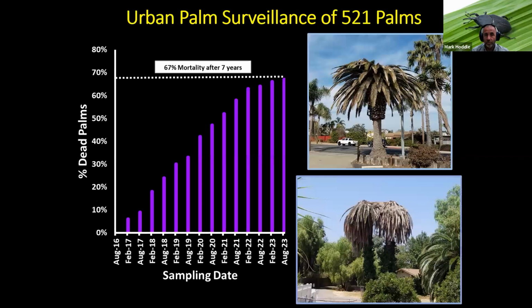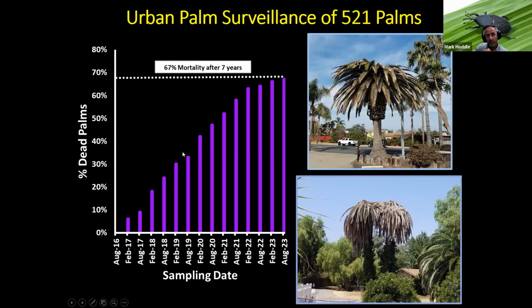However, the driving survey around Sweetwater Reserve shows a very similar trend. You can see when we started this survey back in August of 2016, the 521 palms that we selected were all healthy. There was no evidence of any sort of mortality or weevil infestation in those palms. By August 12th, 2023, of those 521 palms that we've been monitoring in the north, south, west, and east direction around the Sweetwater Reserve, 67% of them have been killed.